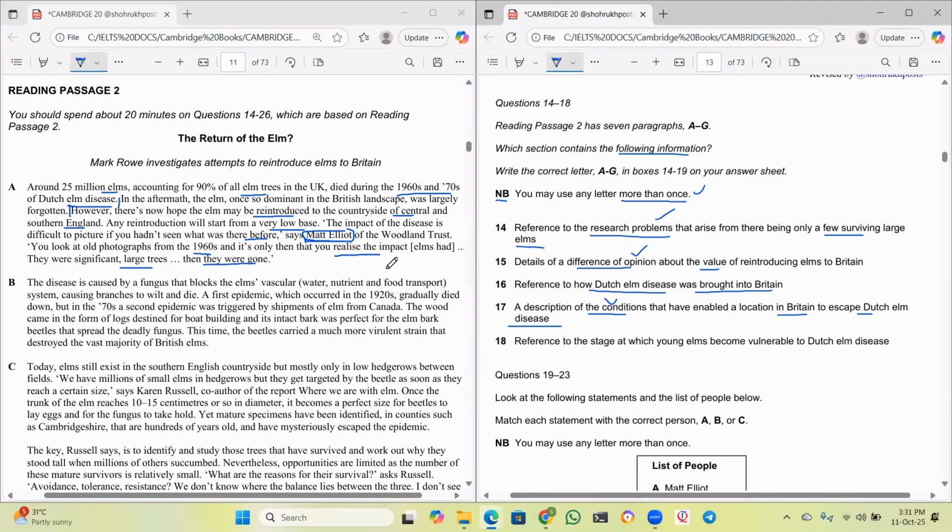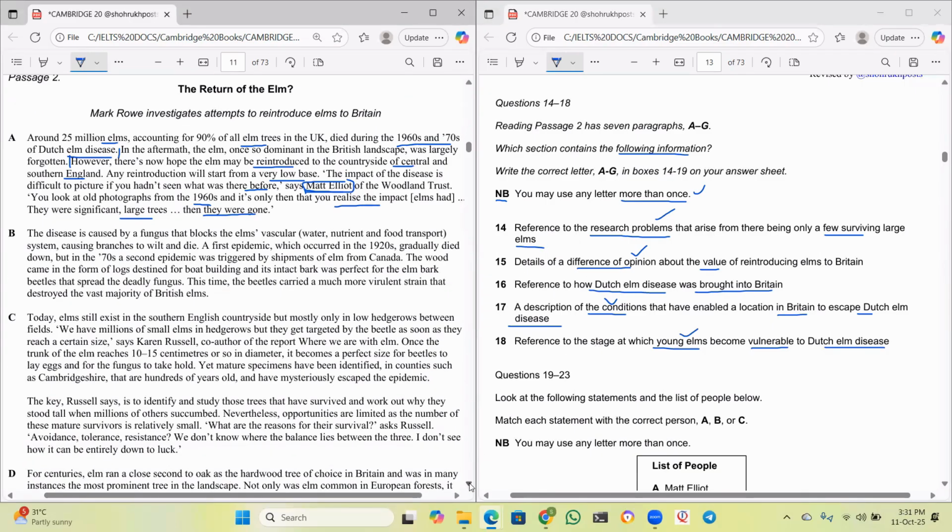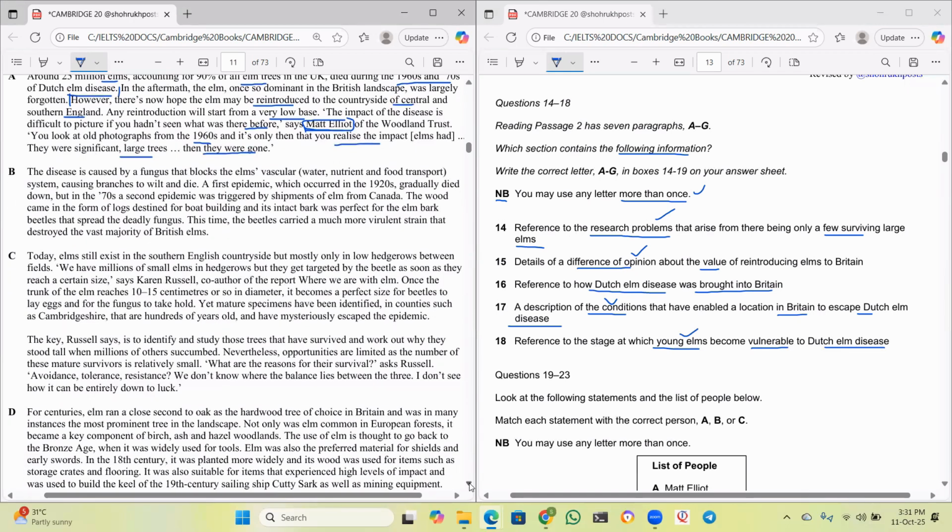Nothing like that, right? He did not talk about any specific location here. Then, a reference to the stage at which young elms become vulnerable to Dutch elm disease. Did he talk about any young trees that are vulnerable to the disease? No, right? So A is not matching with anything. So let us not waste any time. Let us move to the next paragraph, that is B.